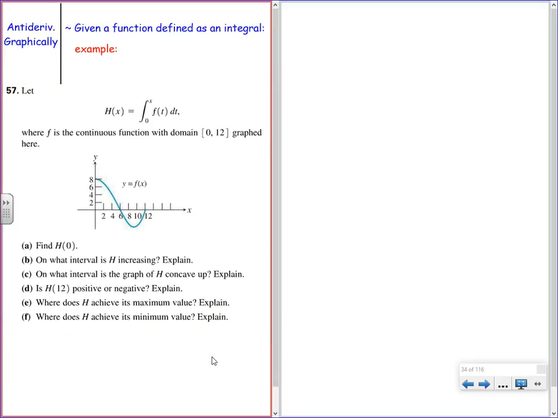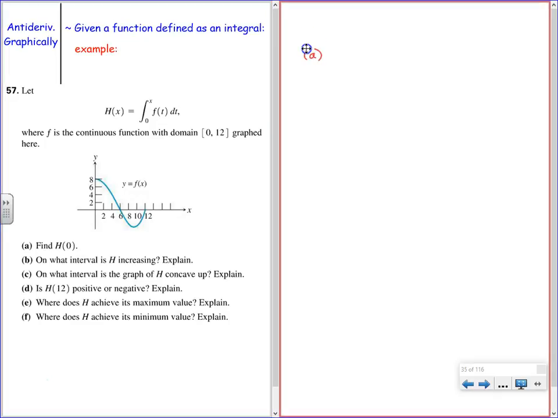Here we go. Letter A. What are we doing? H of 0. H of x when x is 0. H of x is 0. Gerardo, this is your question. Where does 0 go? Oh, yeah, the 0 goes on the top. That's the only place it goes. So 0 to 0 of f of t dt.